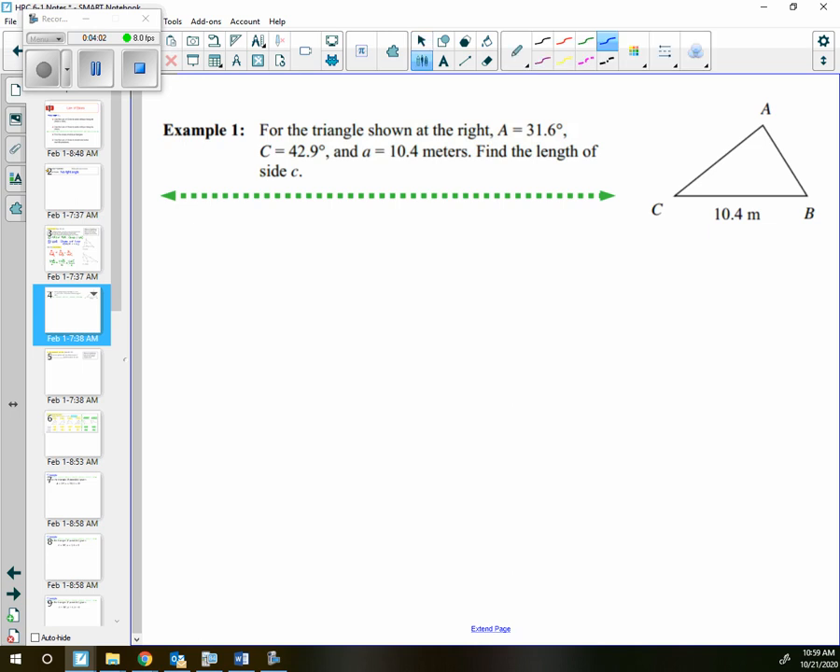So take a look at what you're given. You're given angle A, you're given angle C, and side a. So we have an angle, another angle, and a side. I'm going to go ahead and use the triangle that they have. Remember that these are not drawn to scale necessarily.